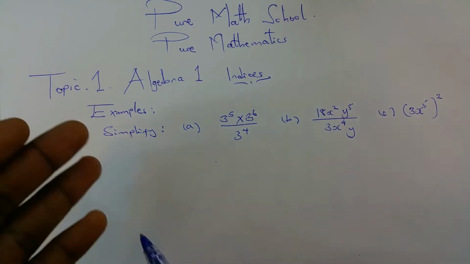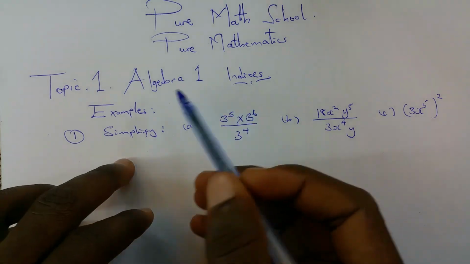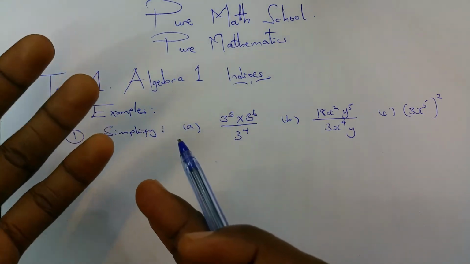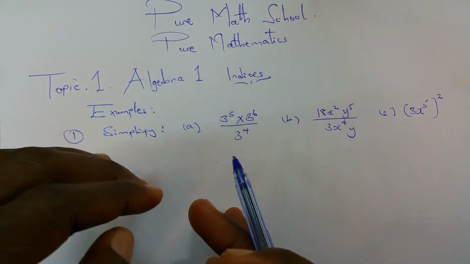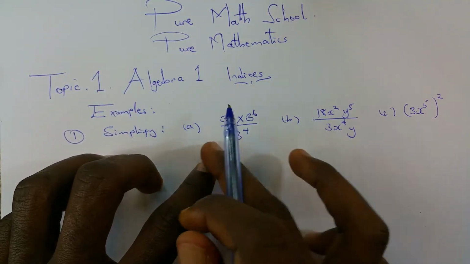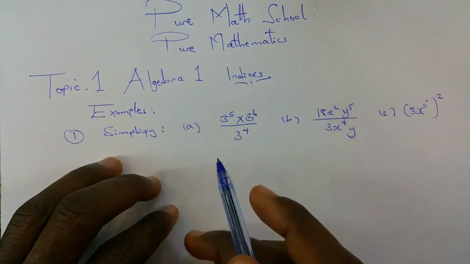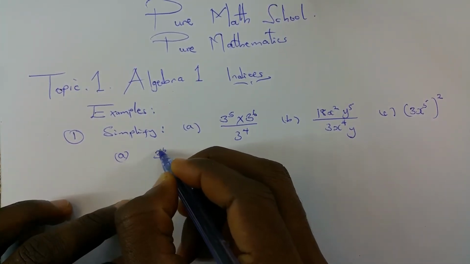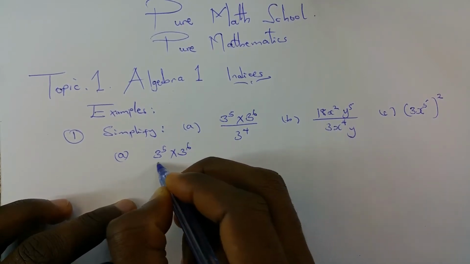So today we are going to continue with examples that will help us see how we can apply the laws or the properties of indices we covered in our previous video. And the example for today, we start with these ones. So the first one we have 3 to the power 5 times 3 to the power 6 out of 3 to the power 4.